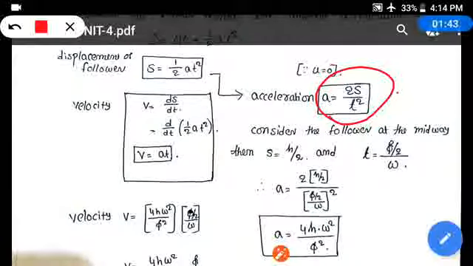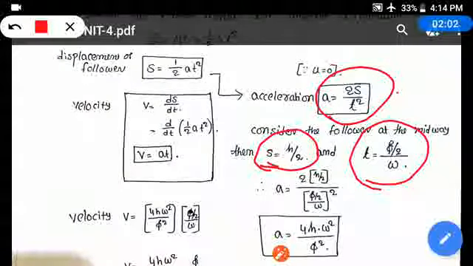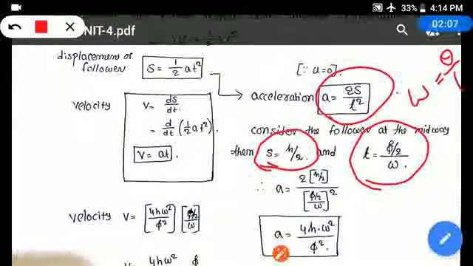So to get the acceleration, which is constant at any point, I am calculating the acceleration of the follower at the midway of the follower movement. So I am taking the displacement s is equal to h by 2. I have to take the time also similarly. This is the equation we are obtaining from omega is equal to theta by t. Angular velocity is equal to angular displacement by time, the rate of change of angular displacement. So we are calculating the acceleration at midway, so that's why I am using h by 2.